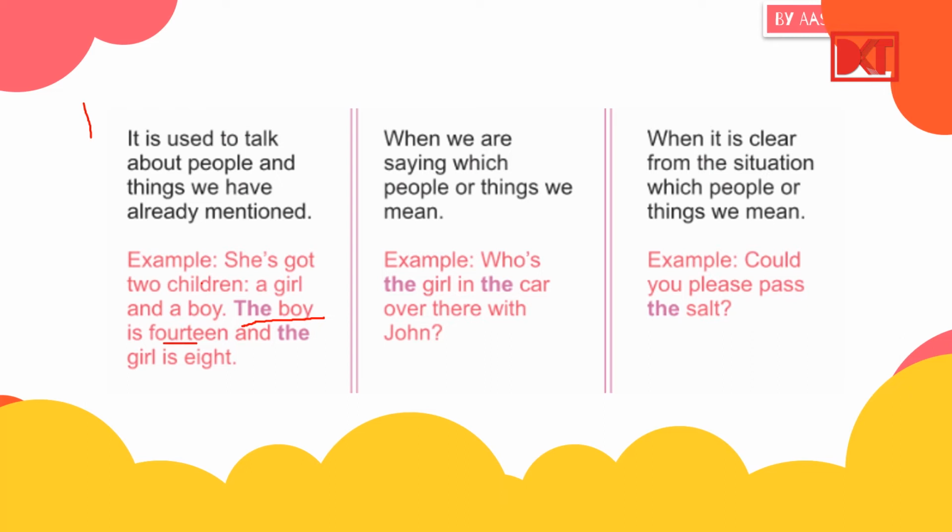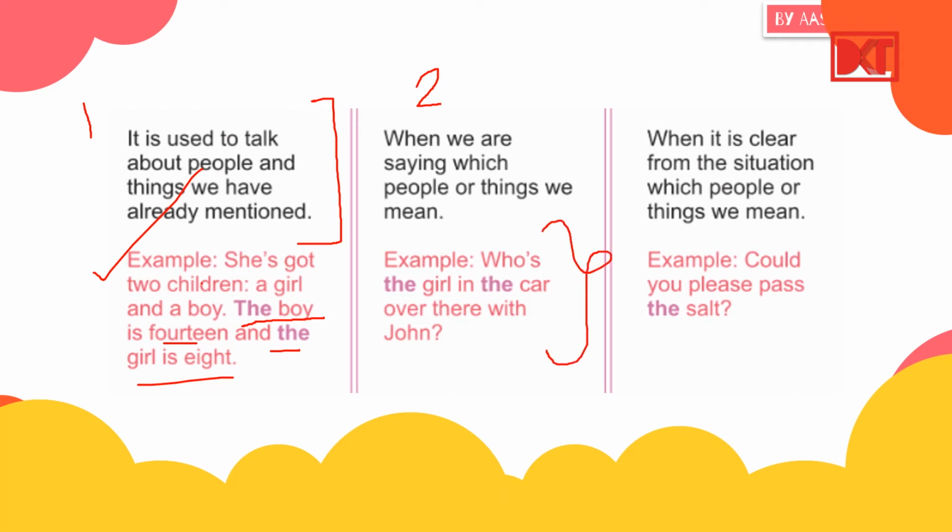ओके, सो इट इज यूज्ड टू टॉक अबाउट पीपल एंड थिंग्स वी हैव ऑलरेडी मेंशन्ड, जब हम उन्हीं को रेफर करते हैं दोबारा. सेकेंड कैटेगरी, व्हेन वी आर सेइंग which people or things we mean, जब हम किसी को particularly point out करके बता रही हैं generally.